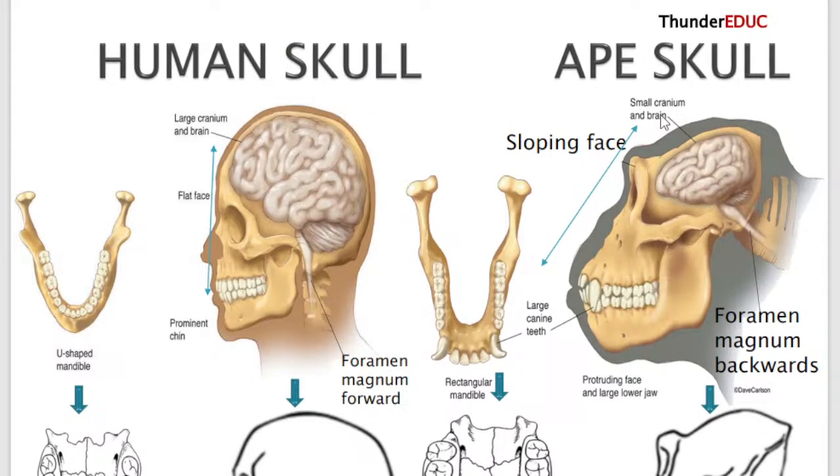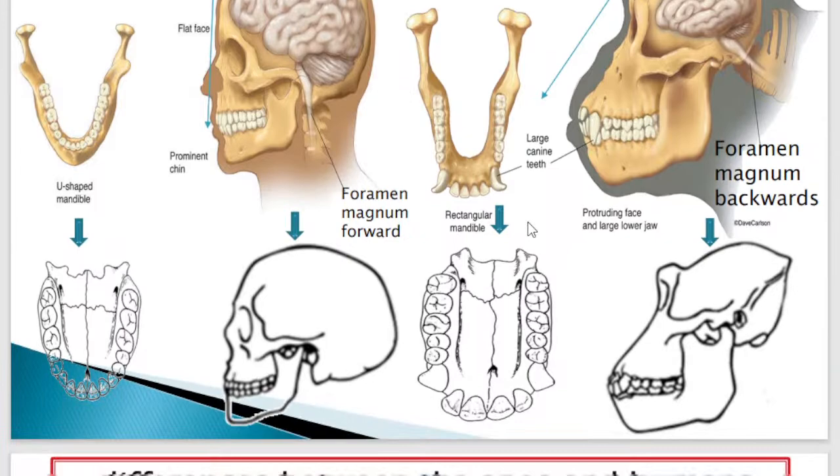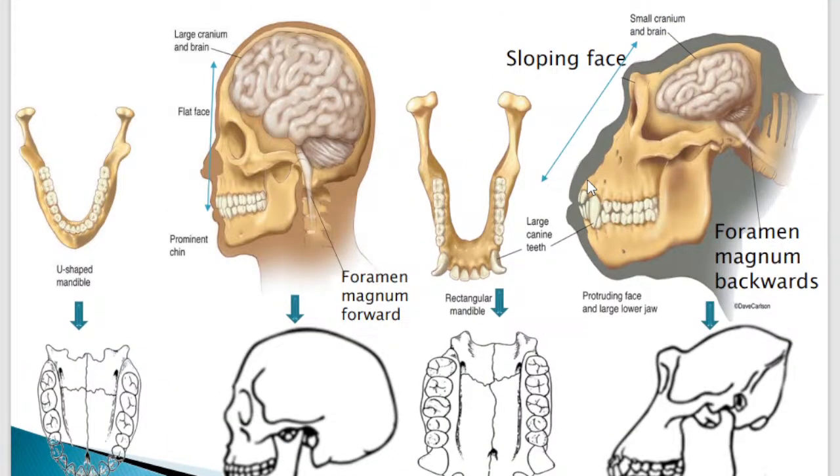Now, when you look at the human skull, this is a human skull. We're saying that it has a flat face. This one is a sloping face. Look at these jaws. This is how we set it in the exam. So now let me show you what happens when we are talking about this.